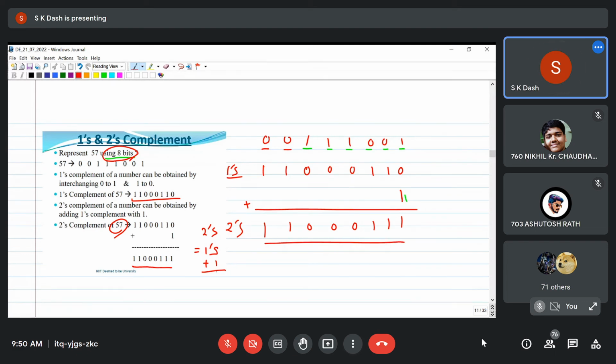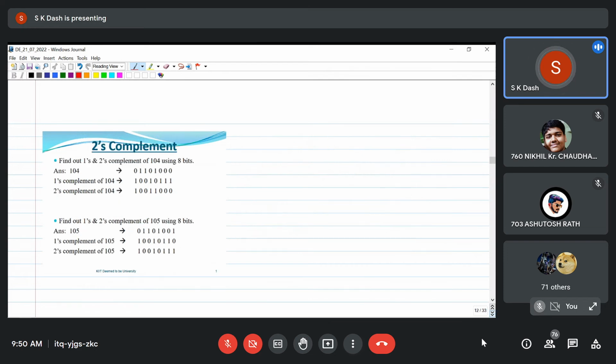Now we understood about 1's complement and 2's complement. For 1's complement, there is no need to subtract; just by interchanging, you can find the 1's complement. But for 2's complement, what do we need to do? First of all, you need to find the 1's complement, then add 1 to it. So this is becoming a little bit lengthy. So what we'll do is somehow learn to write the 2's complement directly by looking at the binary number.